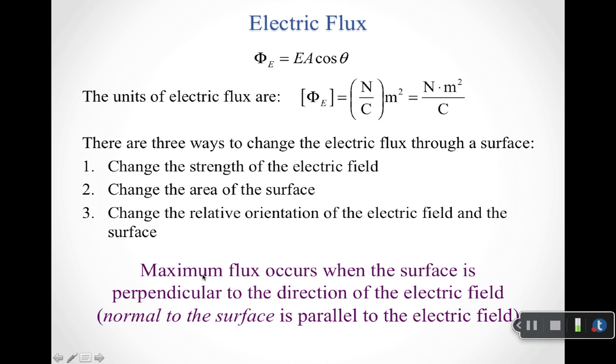The minimum flux I can get is 0, and that happens when the electric field is perpendicular to the area vector. So that's a situation where the electric field and the surface are basically running parallel to each other. So we just have to keep in mind what this cosine theta cares about, and it cares about the angle between the electric field vector and the area vector, and that area vector, again, is perpendicular to our surface.